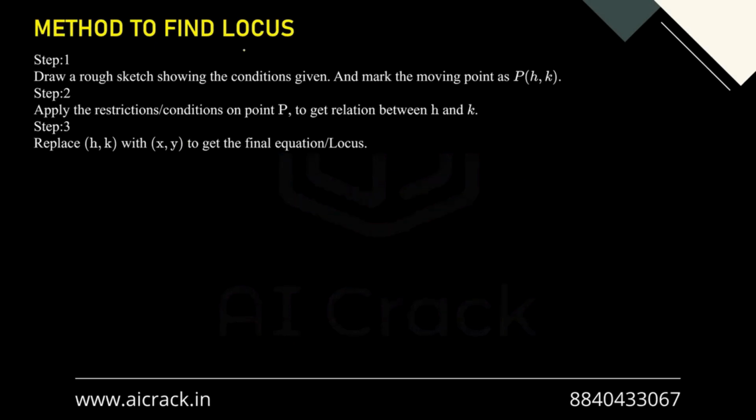So, methods to find the locus. Step one is to draw a rough sketch showing the conditions given and mark the moving point as P(h, k). HK is just the convention. You can mark it as A or B, or anything else, but we tend to use the convention (h, k). Now you apply the restriction conditions on the point P to get the relation between h and k, and replace h, k with x, y to get the final equation of the locus. So these are the steps.